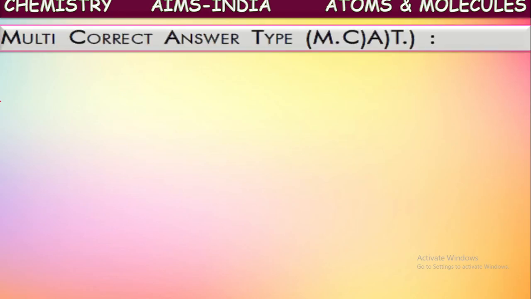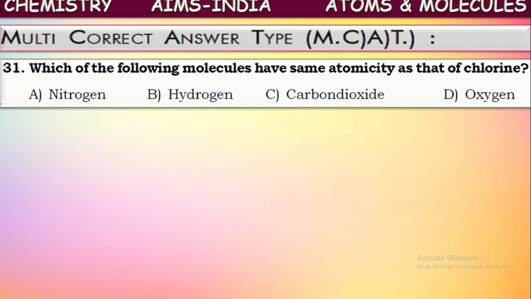Here, each question will have 4 options. There may be one or more than one correct answer. So read the question and answer carefully. So choose the correct answers. Okay, see the first question. Which of the following molecules have the same atomicity as that of chlorine?